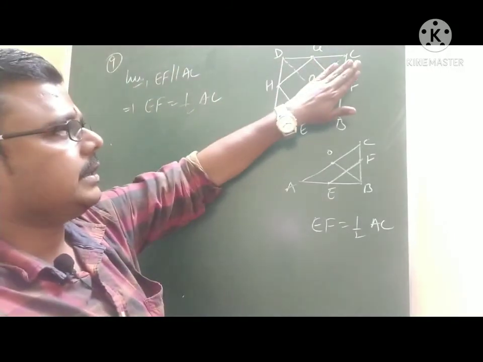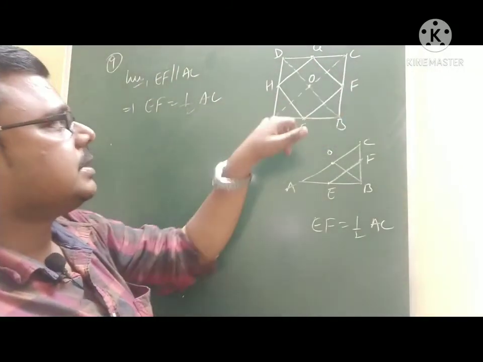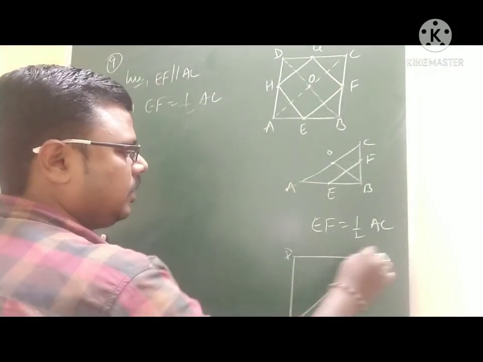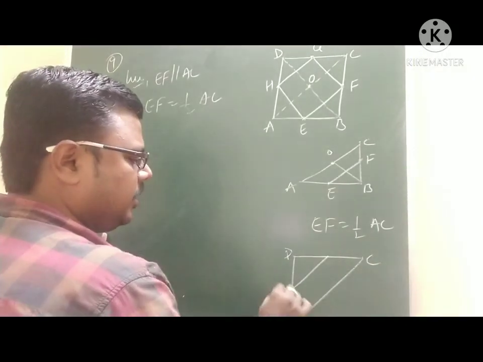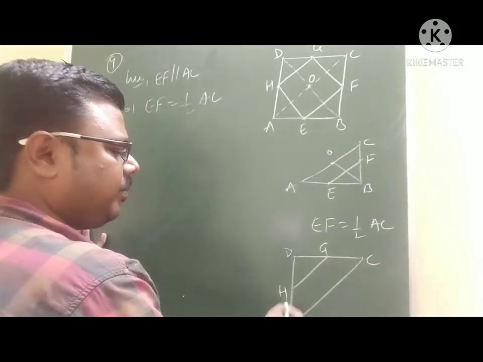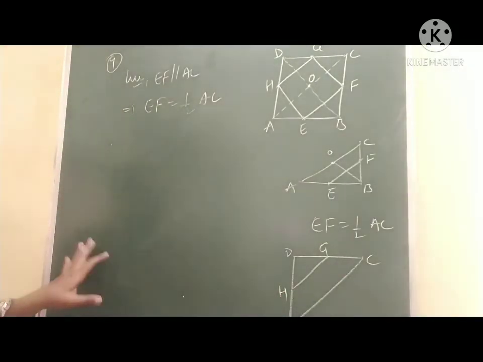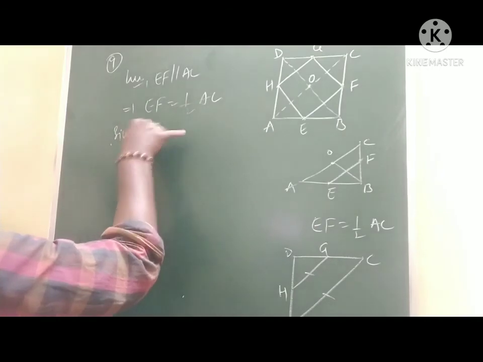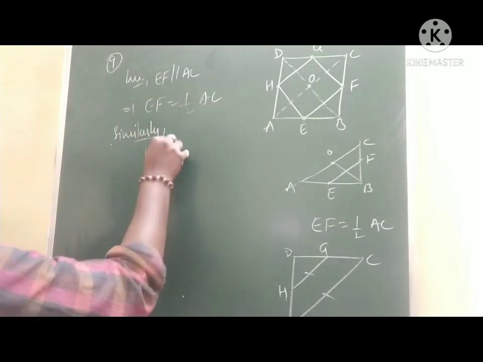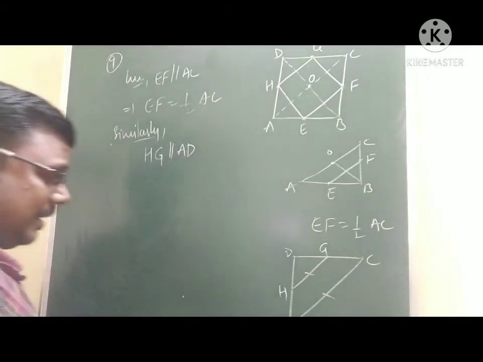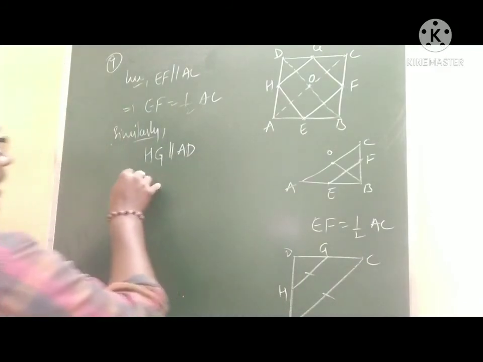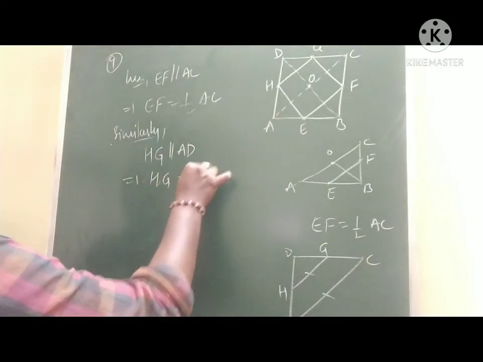Similarly, if I hide this one and take the above triangle, which is ADC, there also we have a line HG which has been formed by the midpoints of the sides AD and CD, and this HG is parallel to AC. So similarly, HG is a line formed by the midpoints of the sides AD and CD. So HG is equal to half of AC.